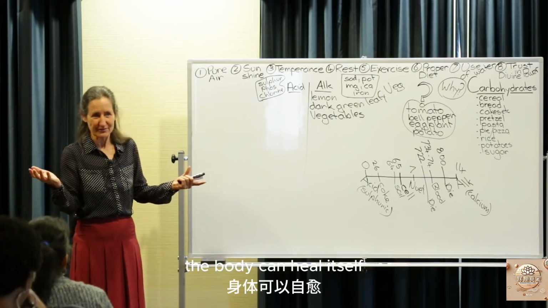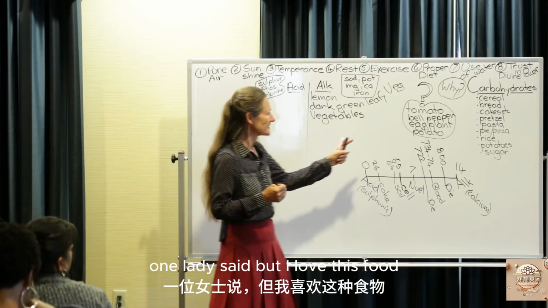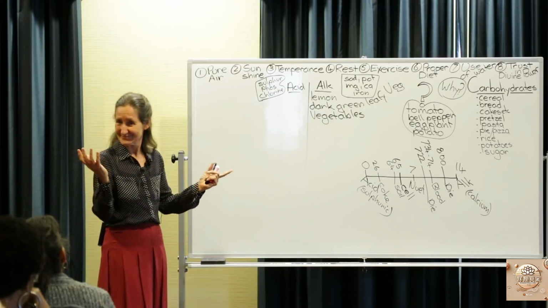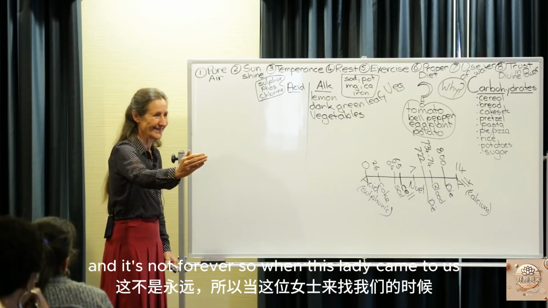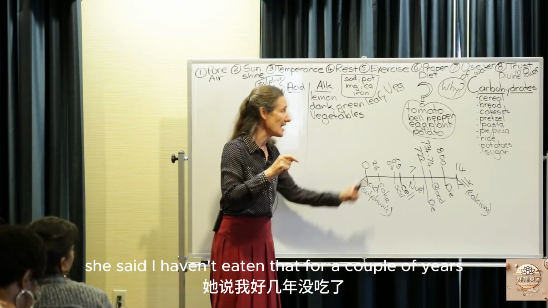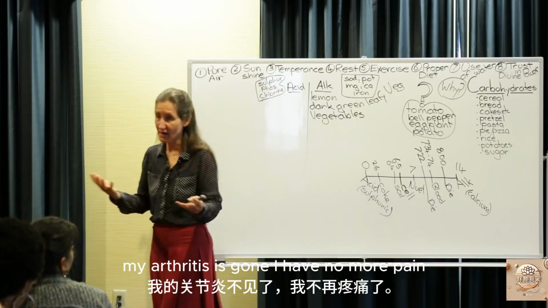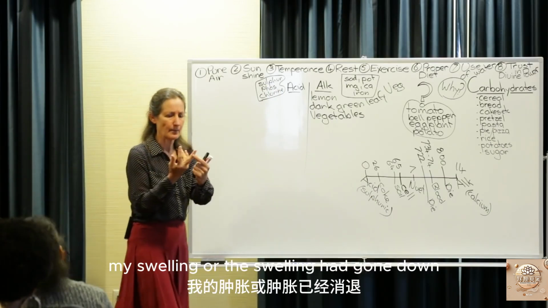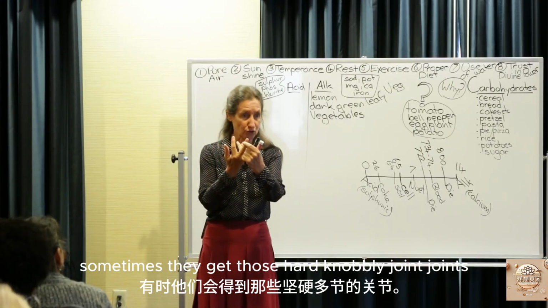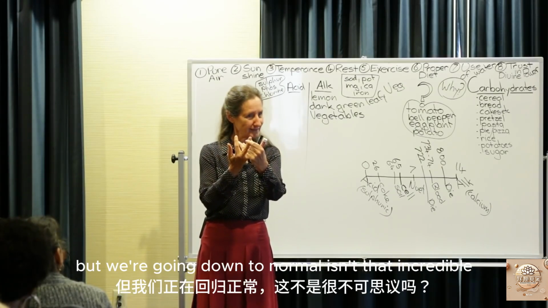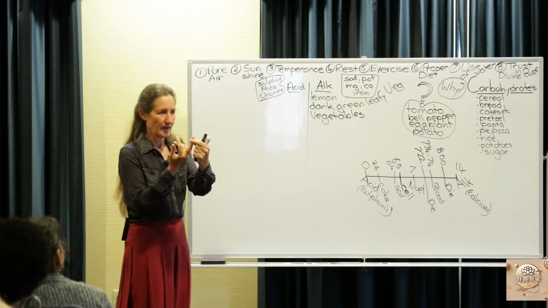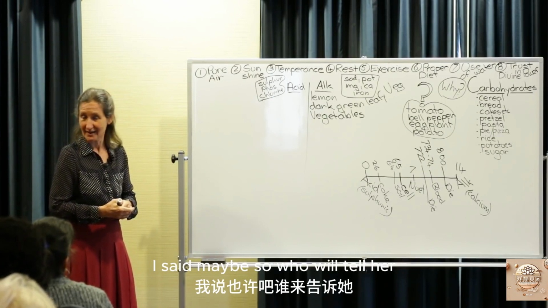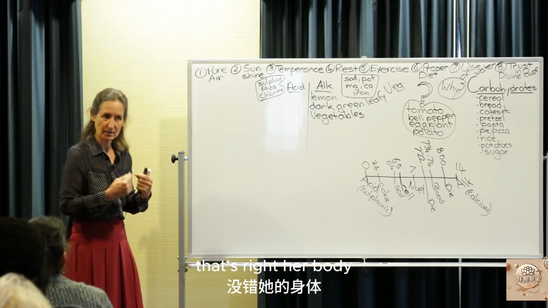The body can heal itself. You just give it the right conditions. One lady said, but I love this food. I said, how much do you love your arthritis? And it's not forever. So when this lady came to us, she said, I haven't eaten that for a couple of years. My arthritis is gone, I have no more pain. The swelling had gone down, but you know, sometimes they get those hard, knobbly joints. They were going down to normal. Isn't that incredible? She said, do you think I could start eating that again? I said, maybe so. Who will tell her? Her body. That's right, her body.